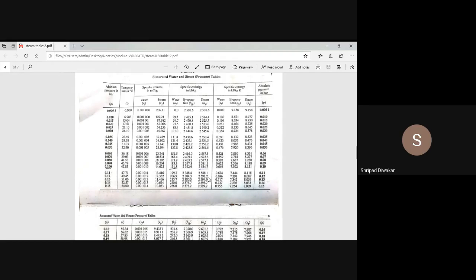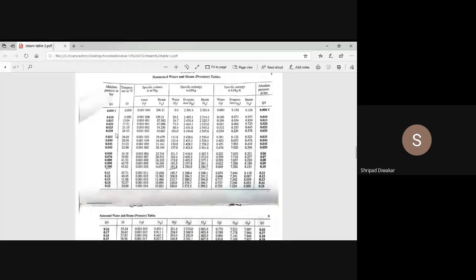For example, you had one formula in steam nozzle. What is the formula? C equals square root of H2 minus H1, or H1 minus H2. So how are we going to find out H1? H1 is your HF plus X into HFG, that one formula. Then how do we find that HF and HFG? Corresponding to a particular pressure, we are going to find out HF and HFG.